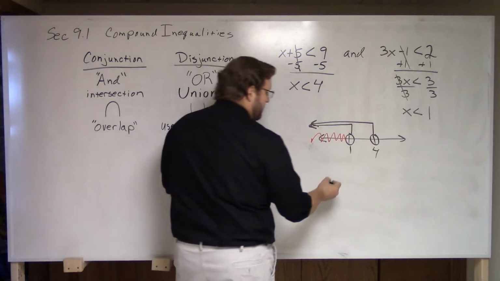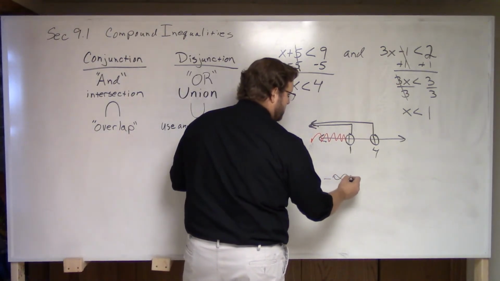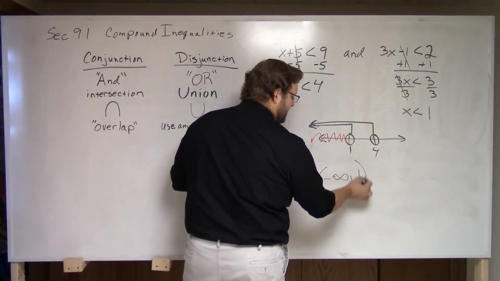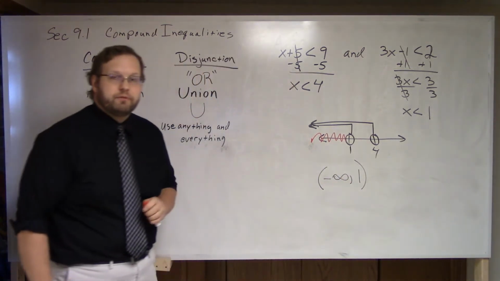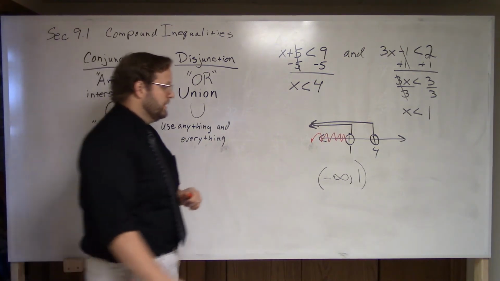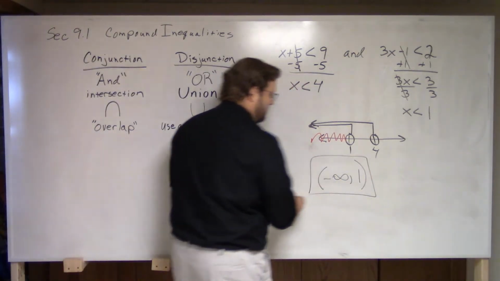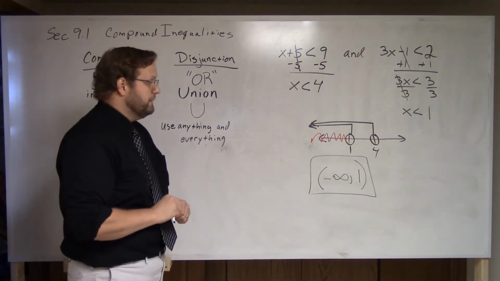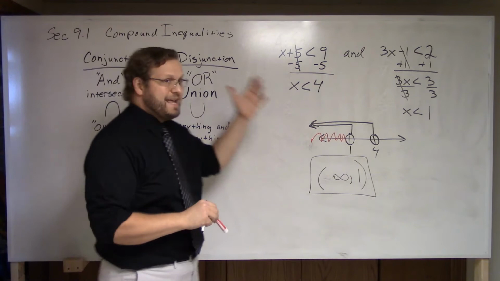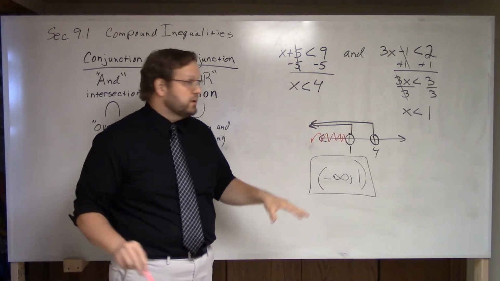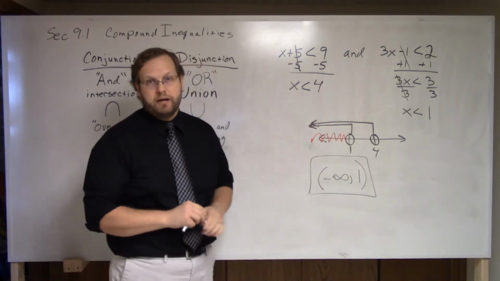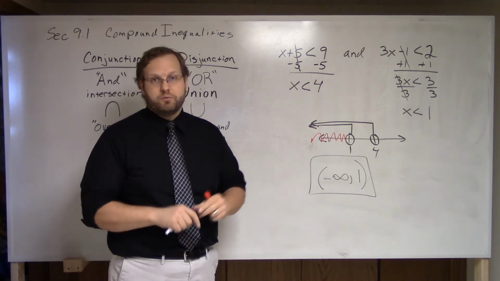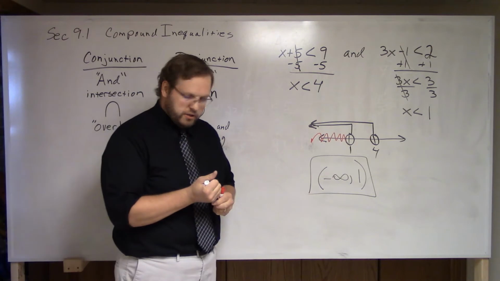So what I have is negative infinity to 1. Always parenthesis there on infinity. This was an open dot, so I have a parenthesis there. And that is my solution to the inequality. So again, the fact that it had that and didn't really mean anything to us until the very end when we read that graph. Up until that point, you solve them separately, graph them together, and then you read into it. Okay, let's look at another one.